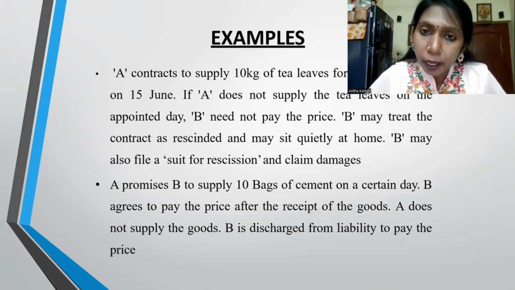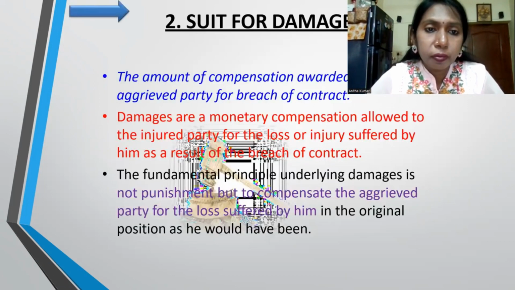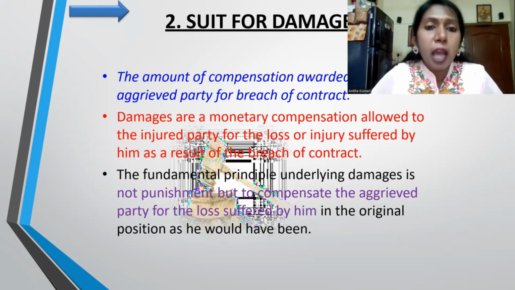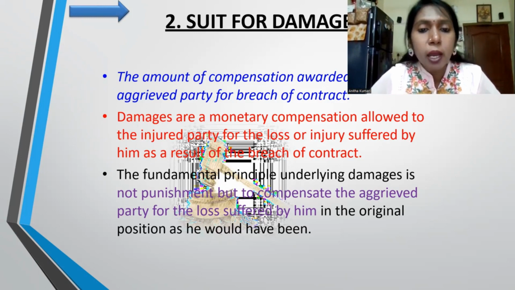But there is a condition applied. If one party cancels the contract without intimating the other party, the other party may sue against that person. Suit for damages: the amount of compensation awarded to the aggrieved party for the breach of contract. Damages or monetary compensation allowed to the injured party for the loss or injury suffered by him as a result of the breach of contract. The fundamental principle underlying damages is not punishment, but to compensate for the particular contract.